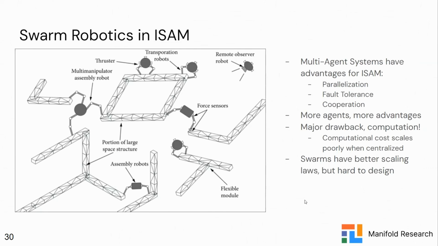In the case of a single agent architecture, if that single agent gets irradiated or destroyed by some micrometeorite or, these days, some piece of space debris, it's gone. Your mission is done. In a multi-agent architecture, that may not be the case. However, the more agents you have, you get these advantages, but there's one major drawback, which is the computational cost.